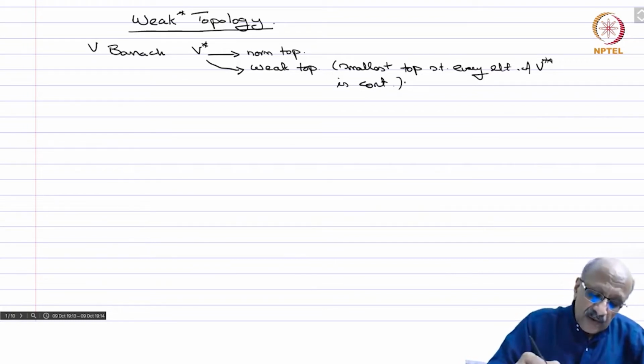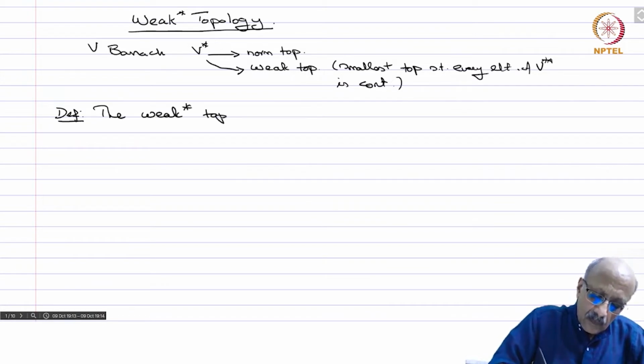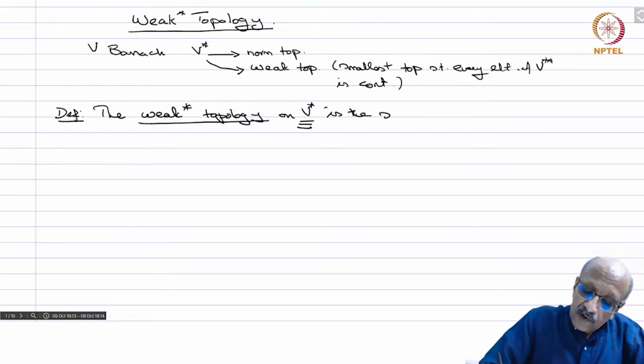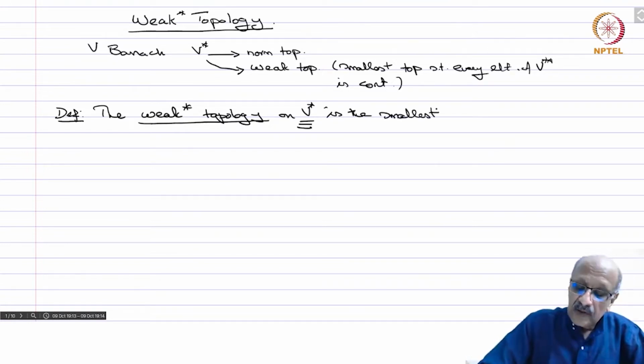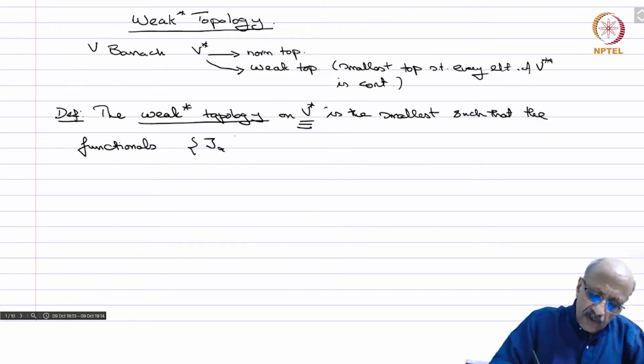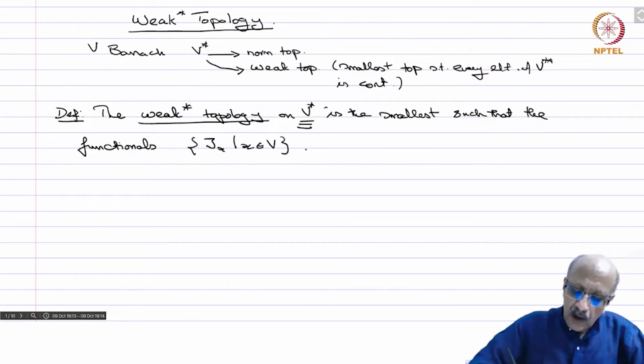Now we are going to define the weak star topology. So definition: the weak star topology on V star, so this is always defined only on the dual space, is the smallest topology, smallest in the sense of smallest number of open sets, such that the functionals Jx, x belonging to V, are continuous.